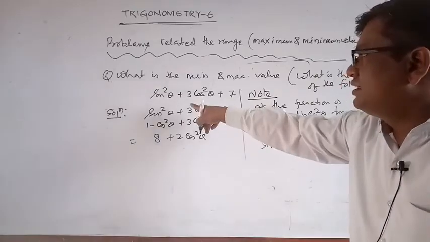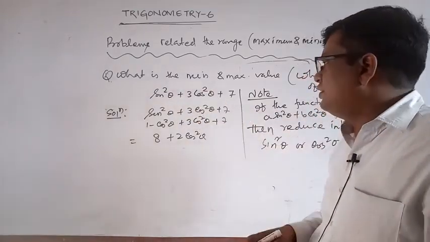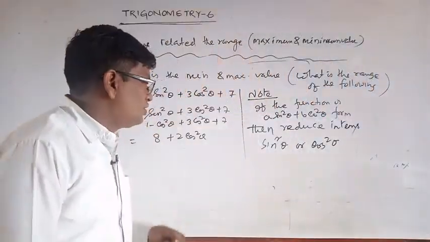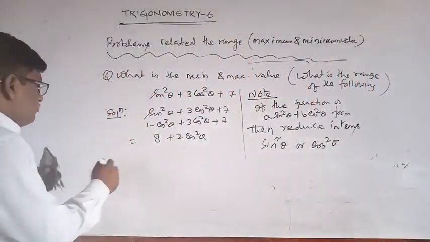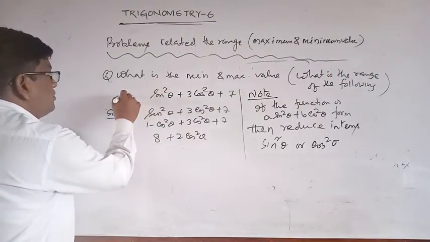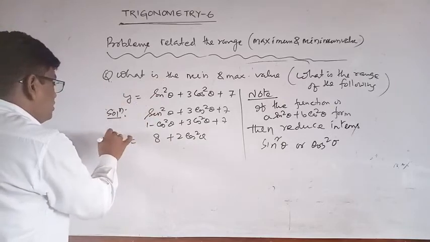So this is sin square theta, cos square theta. Now it is reduced in terms of cos square theta. We know this is the solution. Suppose this is y, say this is y.